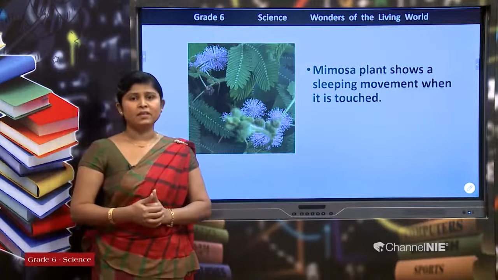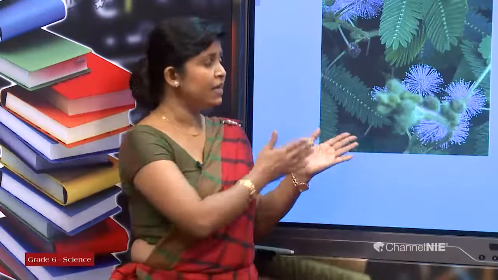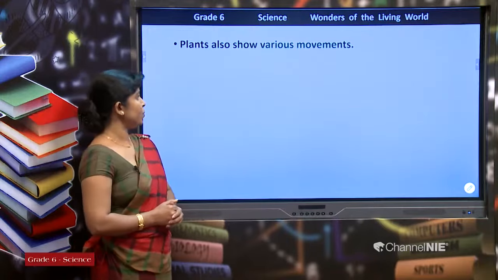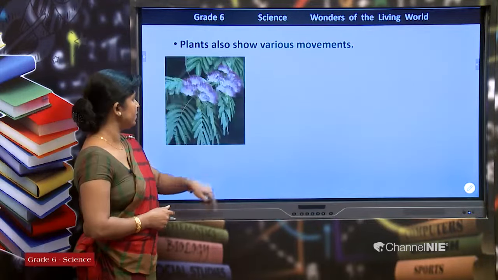We said that plants can't move from one place to another, but they can show different movements. Here is an example for the plant movements. Sleeping movement is a kind of plant movement. Plants also show various movements, right.